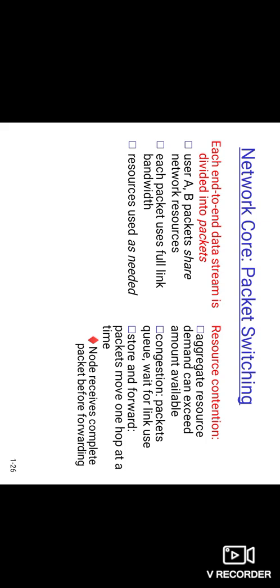So next we have packet switching. In packet switching, each end-to-end data stream is divided into packets. User A and B packets share the network resources. Each packet uses the full link bandwidth. Resources are used as needed, only on demand. There is no reservation. Okay, so the chunk of data to be transmitted is known as the packet.